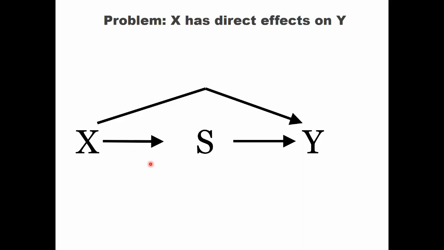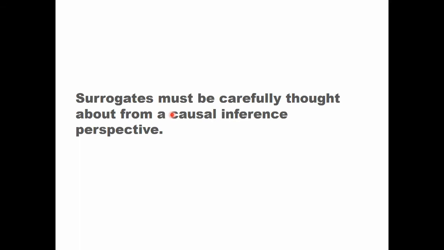And if all you're focusing on is this relationship between X and the surrogate, then you're going to get the wrong answer. So the key thing to take away here is that surrogates have to really be carefully thought through from a causal inference perspective. And some of your reading deals with this issue.